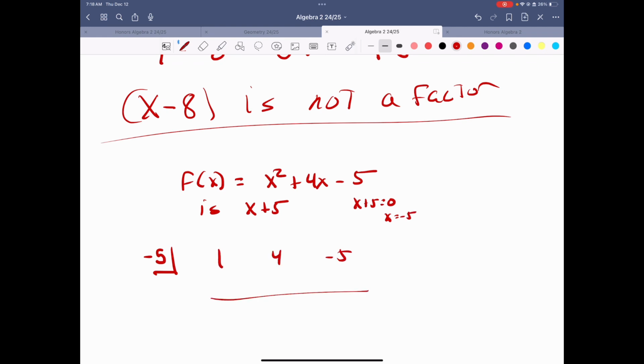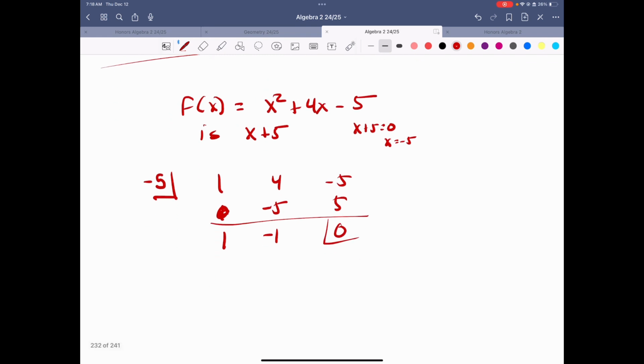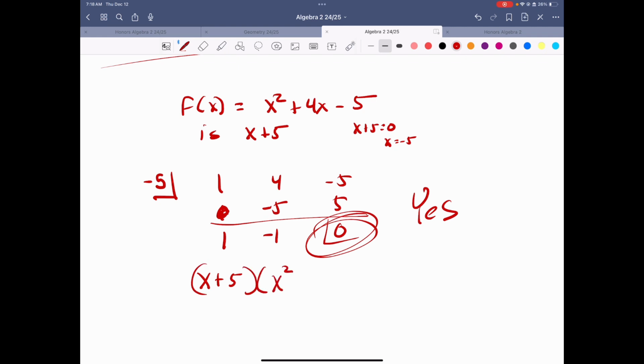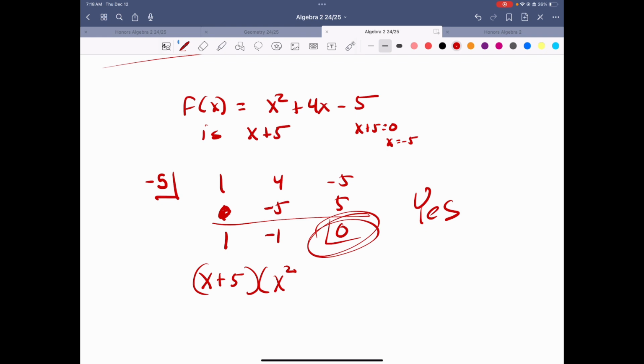This looks like it's going to be good. We've got a 1. We've got a negative 5. We've got a negative 1. We've got a 5. We got a 0. So is it a factor? Yep, it's a factor because we got 0. If you're asked to write it as a product, we started with x squared, so then this is just x minus 1. Only do that if they ask you.